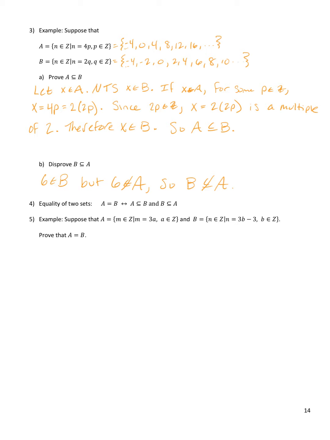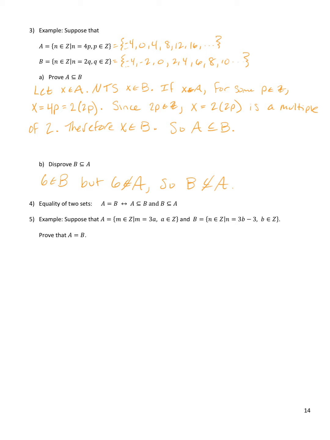So suppose that A is the set of all m in Z such that m equals 3 times an integer. So we're looking at multiples of 3 for A. And then B, we're looking at the set of all n in Z such that n equals 3b minus 3 for some b in Z. So we want to prove that these two sets are equal. These are just different ways of expressing or describing the same set.